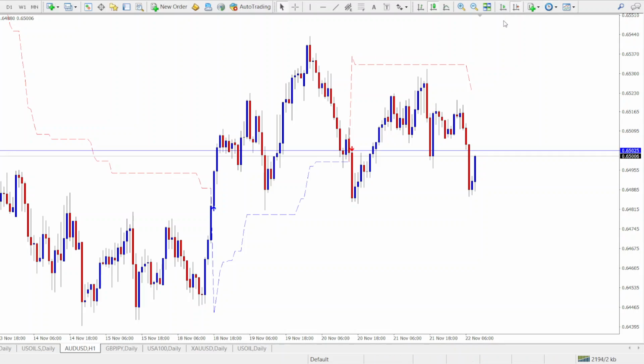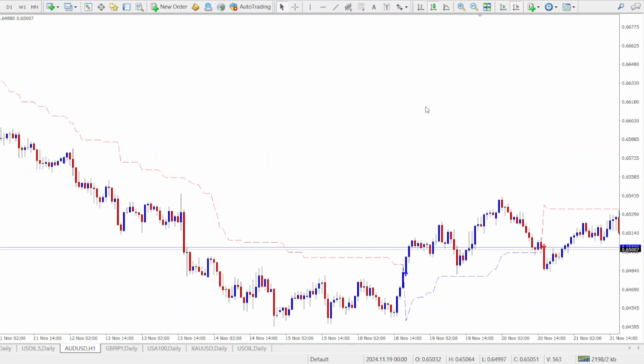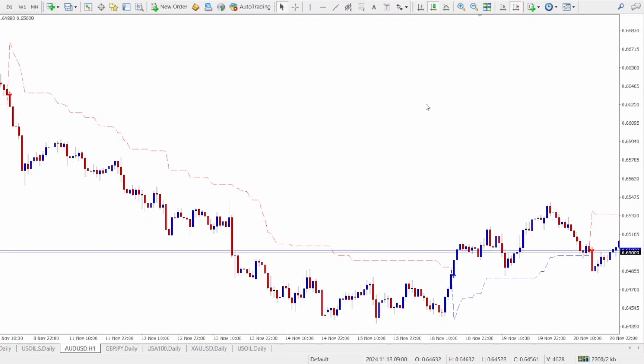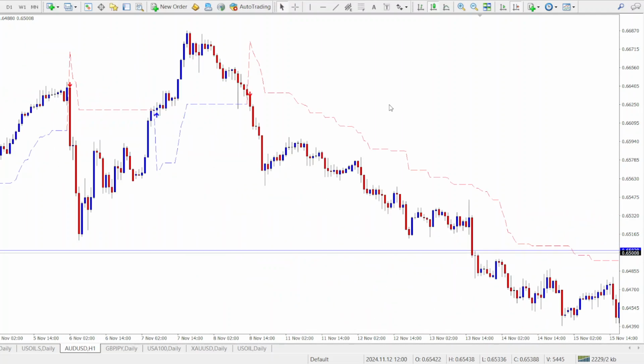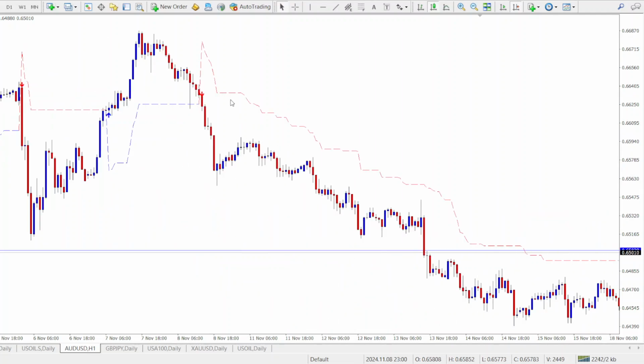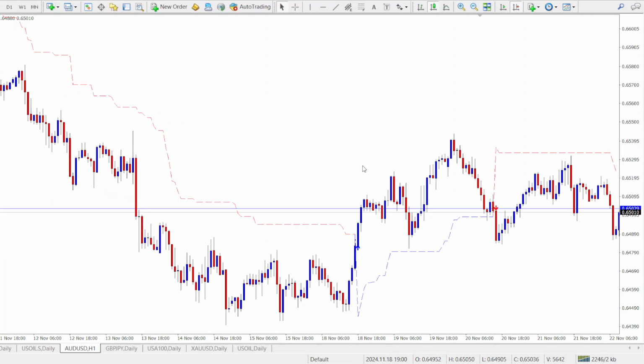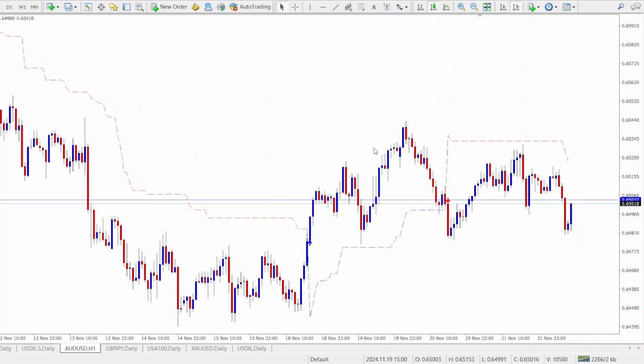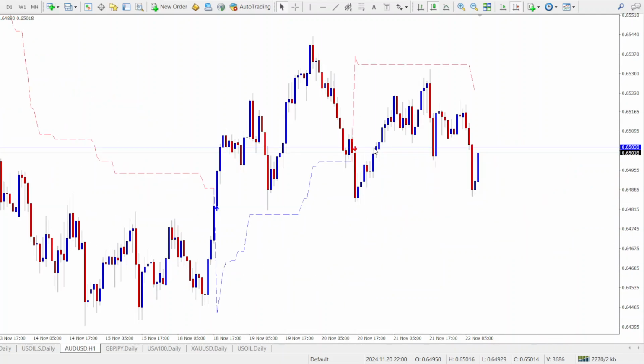Now this indicator leverages the average true range and price median calculations. The indicator helps to pinpoint high probability reversal zones, making it a good tool for both scalpers and day traders and also swing traders.